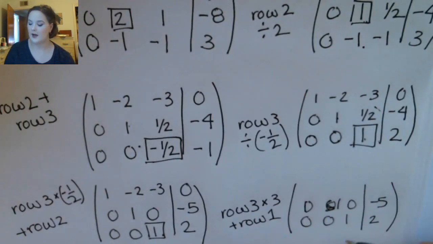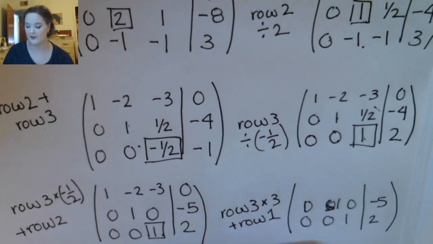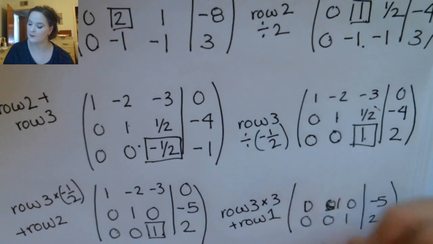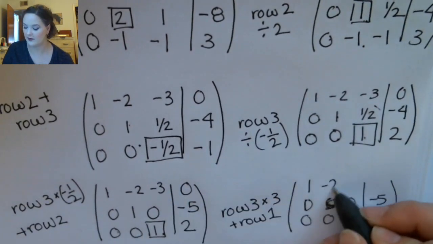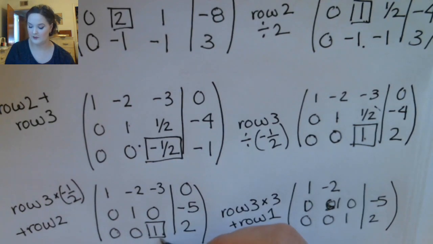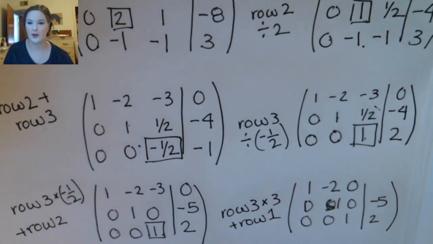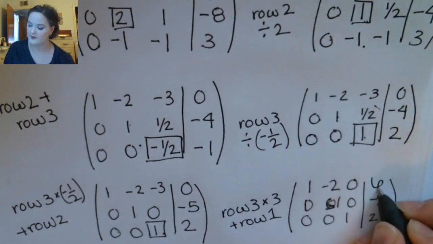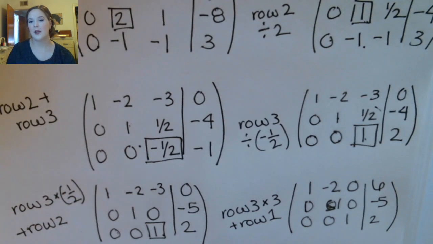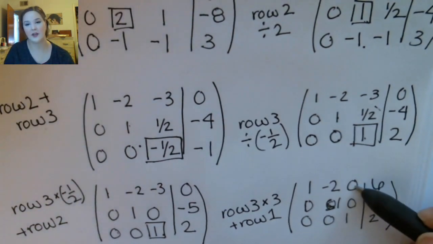Now I'm going to add row 3 times 3 to my first row. So 0 times 3 is 0, plus 1 is 1. 0 times 3 is 0, plus -2 is -2. 1 times 3 is 3, plus -3 is 0. 2 times 3 is 6, plus 0 is 6. Now you can see I am done with this column because everything above the diagonal is 0.